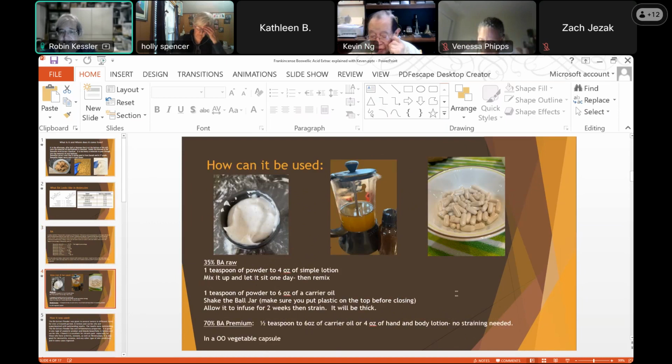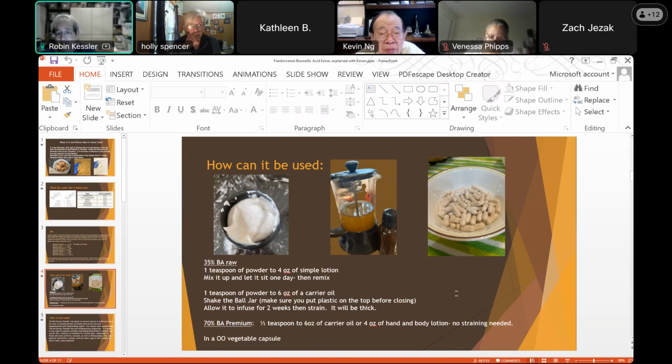Okay, so now we can get back to this. So how do you use it? Well, you can use it in a lotion, and I put it in a simple lotion that looks just like this. And how I figured it all out, and it was all through testing, is that in the 35% BA raw, it's 1 teaspoon of powder. This is how strong it is, to 4 ounces of a simple hand and body lotion. You mix it up, let it sit, and then that's it.